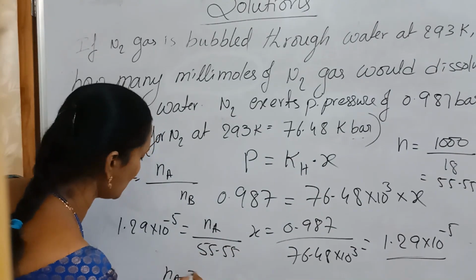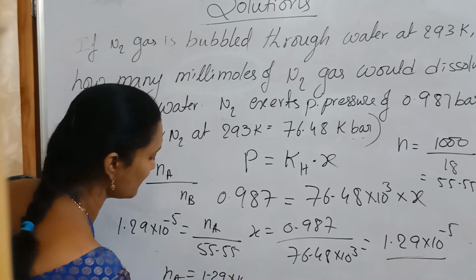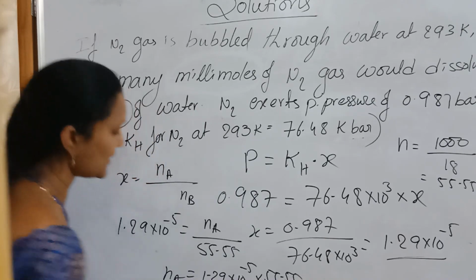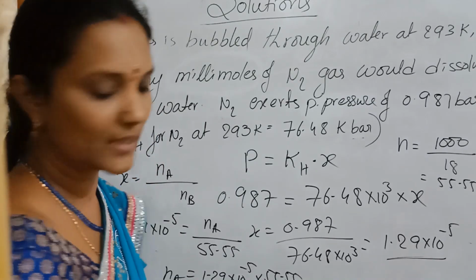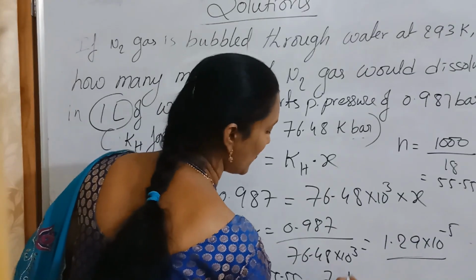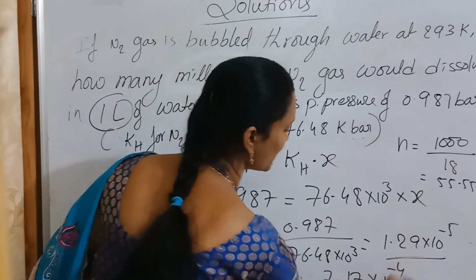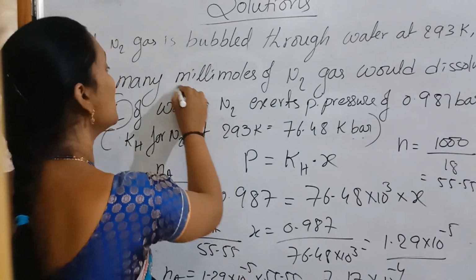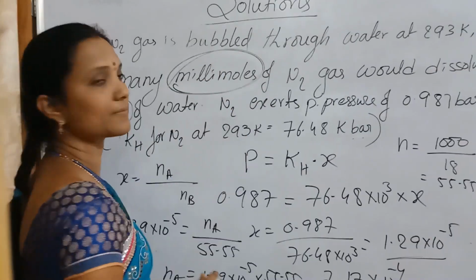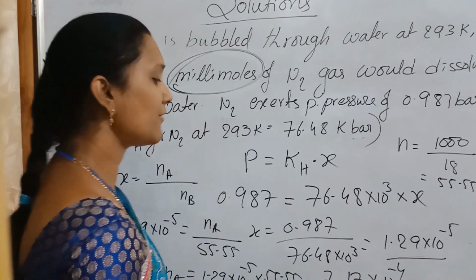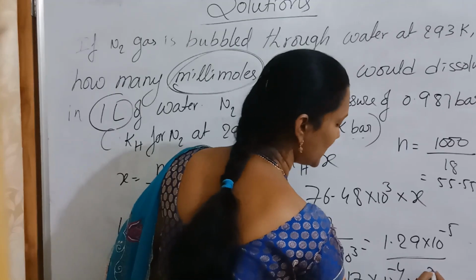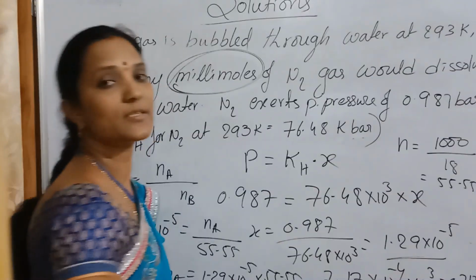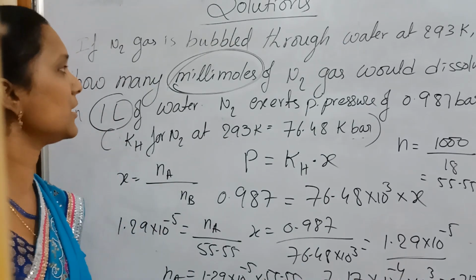Na is equal to 1.29 into 10 power minus 5 into 55.55. Okay, just multiply this one. So how much are we getting here? It is equal to 7.17 into 10 power minus 4. Now check it. It is the number of moles. But the question is the number of millimoles. Okay, convert into millimoles, into 10 power 3. So it is equal to 0.717. So the answer is 0.717 millimoles.